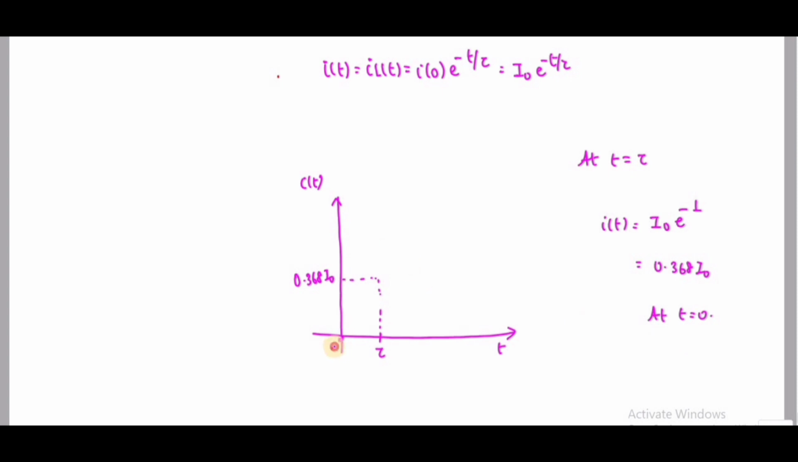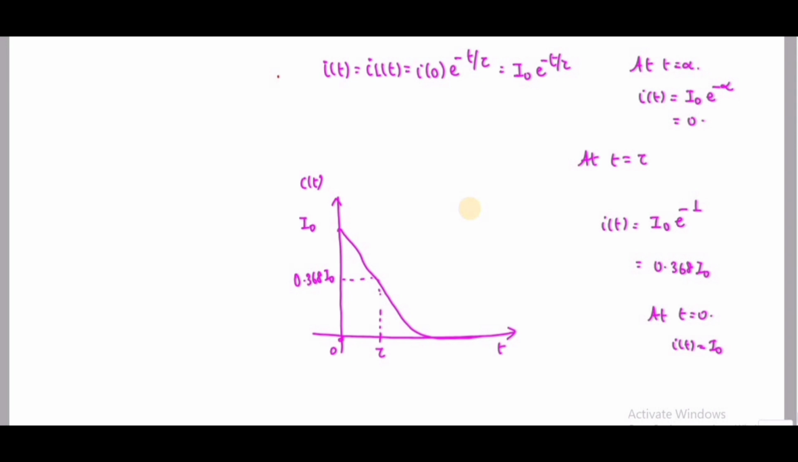So at t is equal to 0, if I substitute t is equal to 0, I will get i of t is equal to I naught, right? Because I naught into e power 0 is 1. Next, I can substitute t is equal to infinity. So at t is equal to infinity, I will get i of t is equal to I naught into e power minus infinity. E power minus infinity is 0. So it goes to 0 at t is equal to infinity. So this is how the graph is.